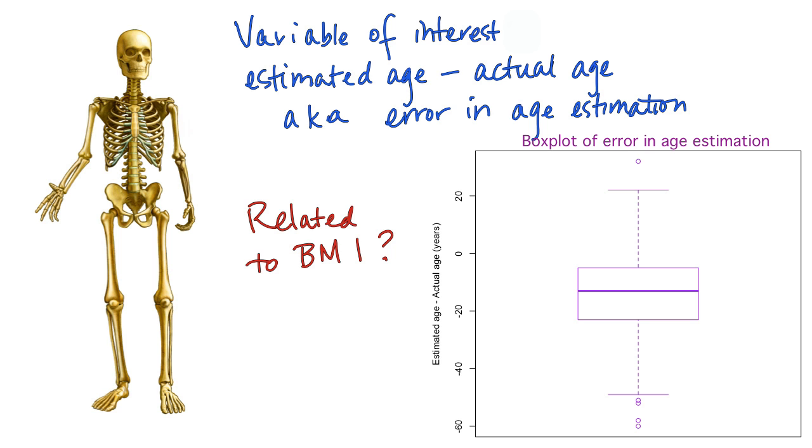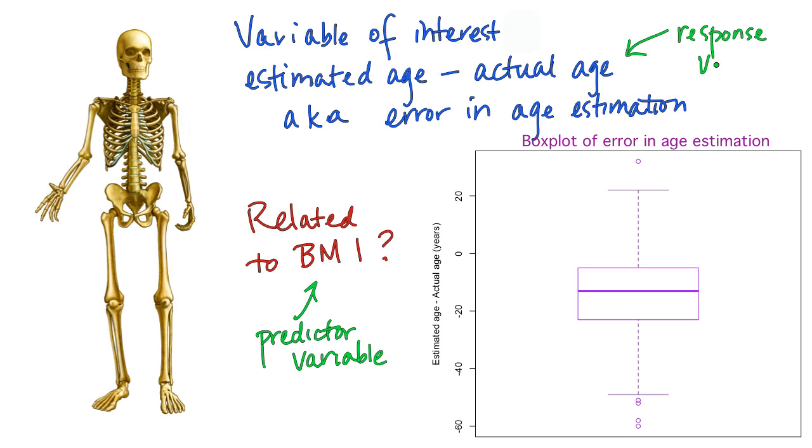Before investigating the relationship between BMI and error in age estimation, we need to decide if one of these variables is playing the role of response variable and the other the role of predictor variable. Since we are interested in learning how BMI affects the error in age estimation, it's clear that BMI is our predictor and error in age estimation is our response.